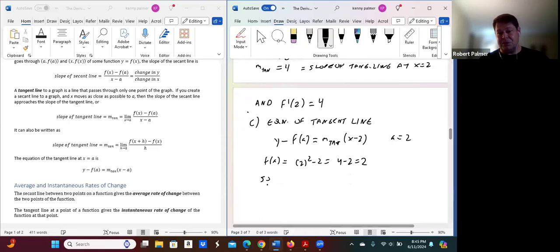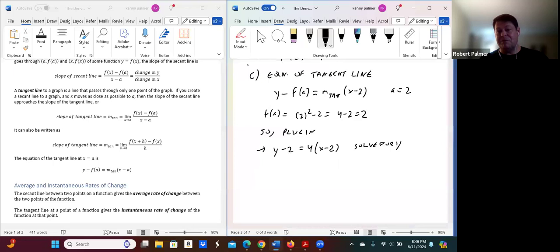So, let's plug everything in. We have y minus 2 is equal to the slope of the tangent line, 4, times x minus 2, and then just solve for y. To distribute the 4 on the right side, we have y minus 2 is equal to 4x minus 8. Then add 2 to both sides. y is equal to 4x minus 6.